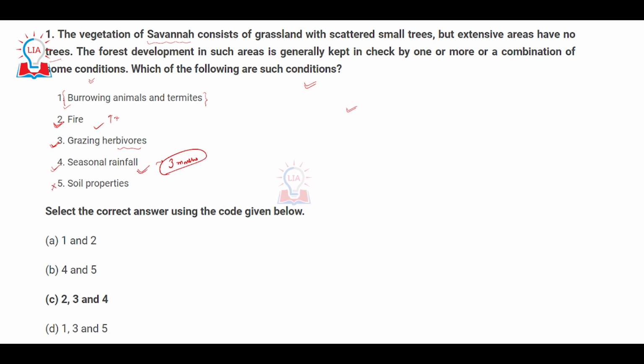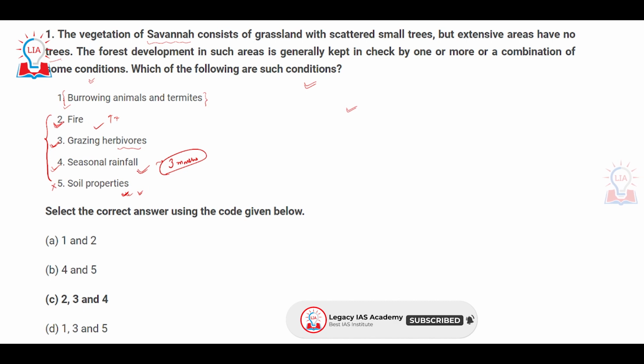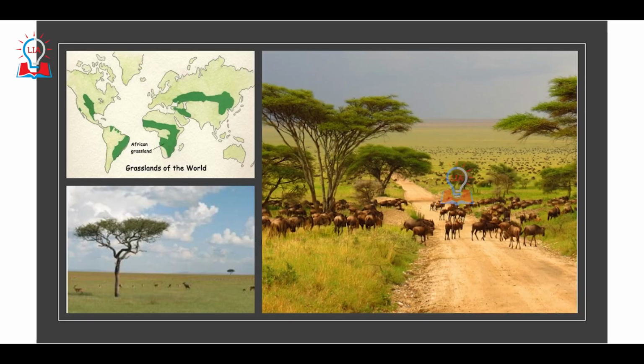Fifth is soil property, which does not have to do specifically anything with keeping in check the growth of trees, because the soil of savanna is full of nutrients. Obviously the nutrient density is not very high, but the soil has sufficient nutrients that if other conditions are met or satisfied, then trees can grow in this area as well. So largely it is due to the effect of fire, the huge number of grazing herbivores such as wildebeests, zebras, giraffes, and seasonal rainfall for 2 to 3 months in a year that forest development is kept in check in the savanna region. So the correct option will obviously be C, 2, 3, and 4.